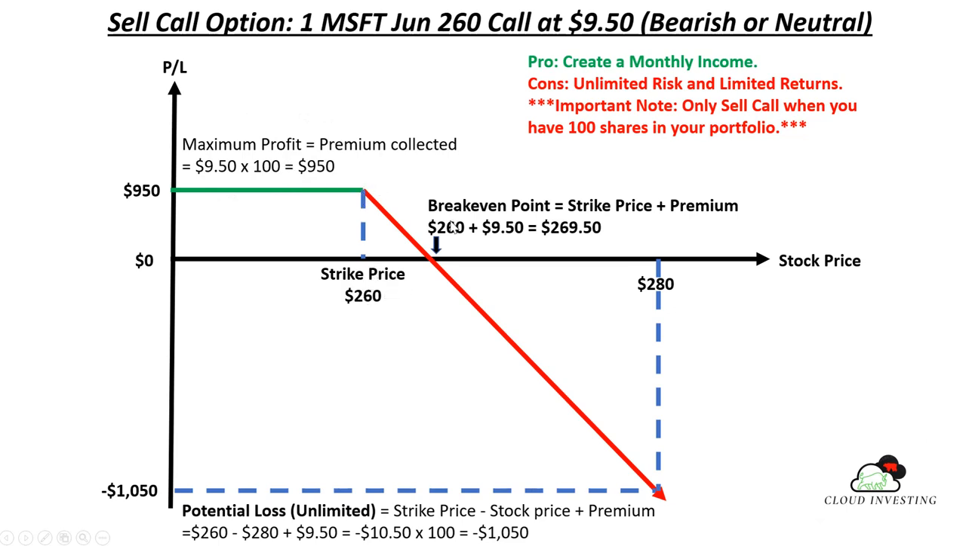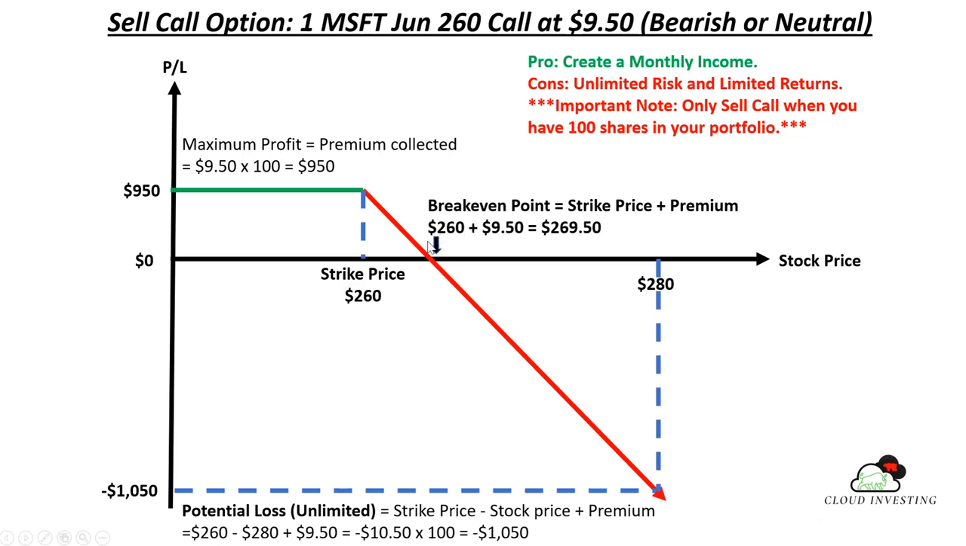So where is the break-even point? The break-even point is the strike price plus the premium that you collect. So 260 plus $9.50 equals $269.50. So this is your break-even point.